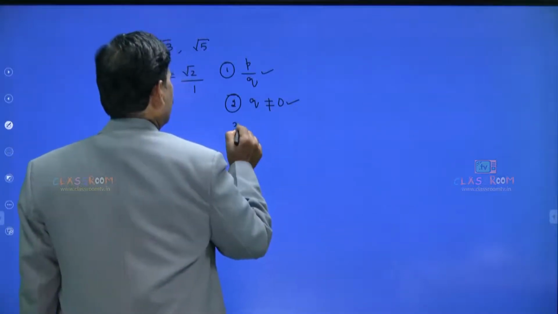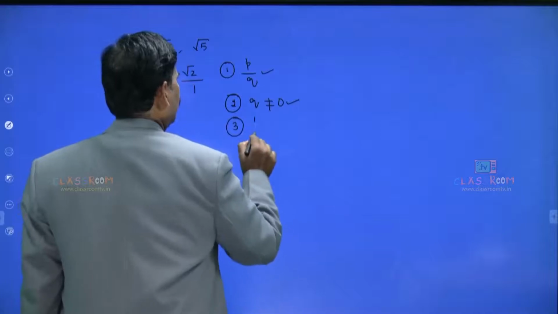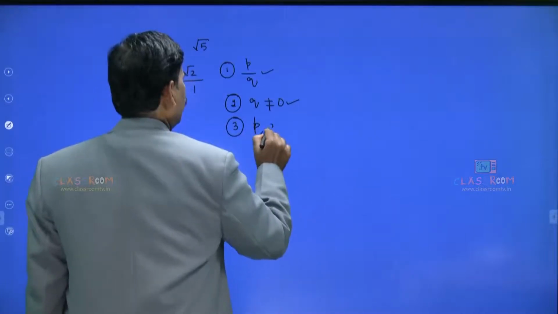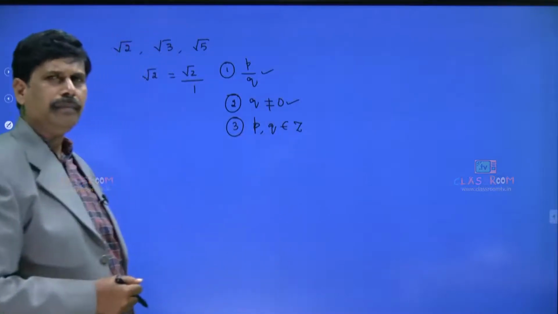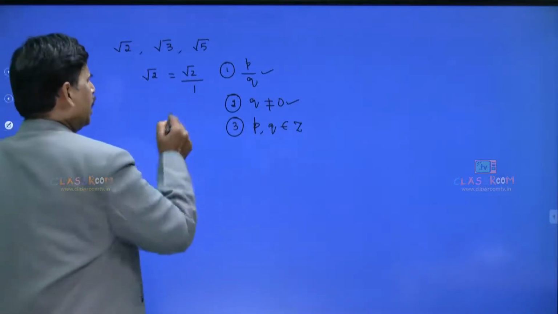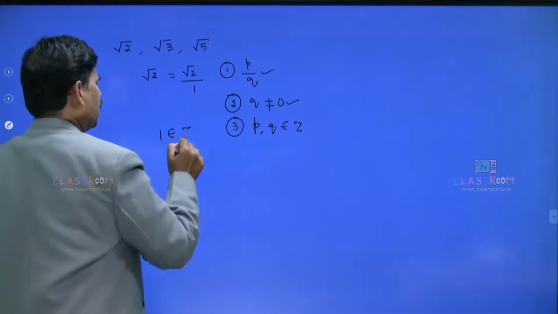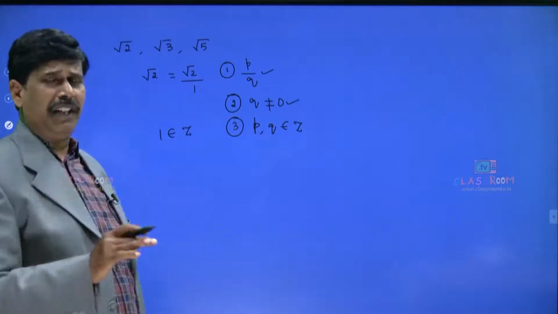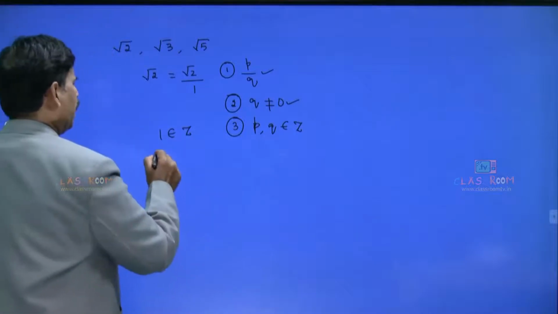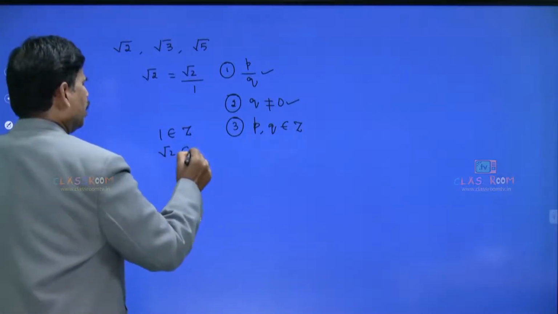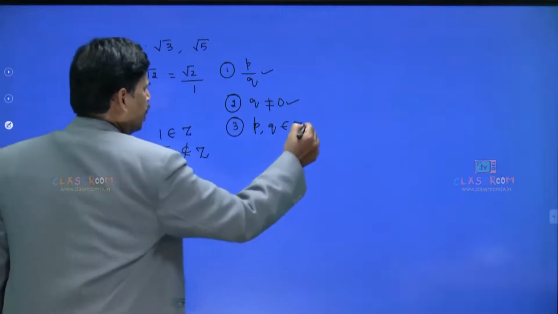Now, let us see what is the third case. Both p and q must be integers. This is to be verified. So, here it is clear, 1 is an integer. 1 is an integer, it is very clear. But what about root 2? Can we find root numbers in the integer set? So, root 2 is not an integer. So, this case has failed.